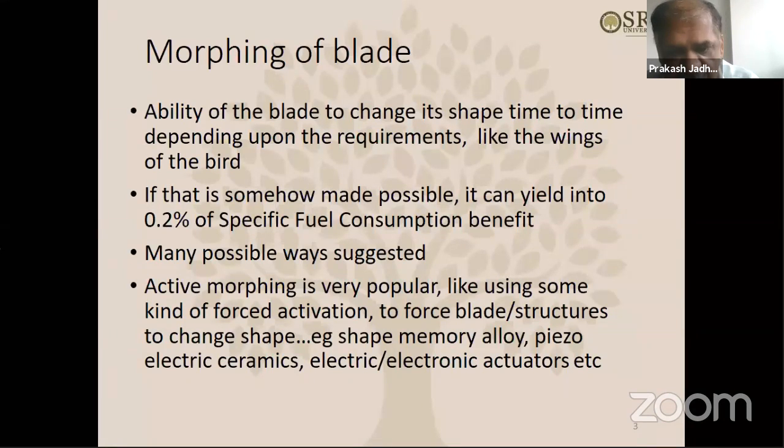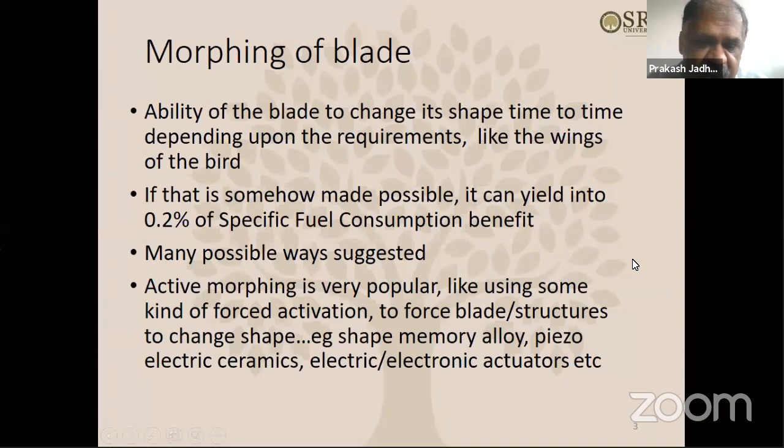Okay, whenever required. And the examples are shape memory alloys, piezoelectric ceramics, electric and electronic actuators, like this kind of different technologies are there. Okay. But basically, all these ideas are successful and they're implemented for different applications, not for the fan blade. Okay. But the fan blade is a very critical component inside the aircraft engine.